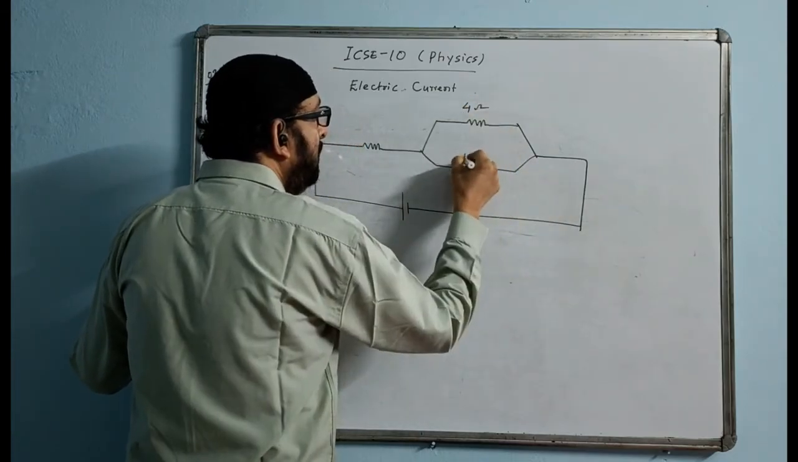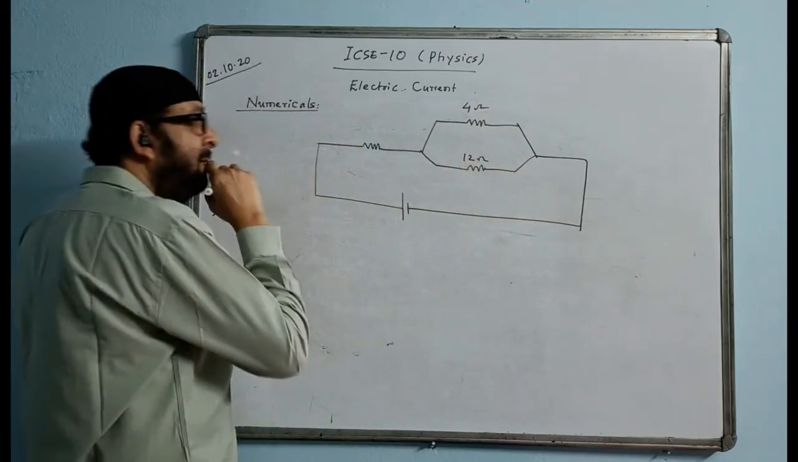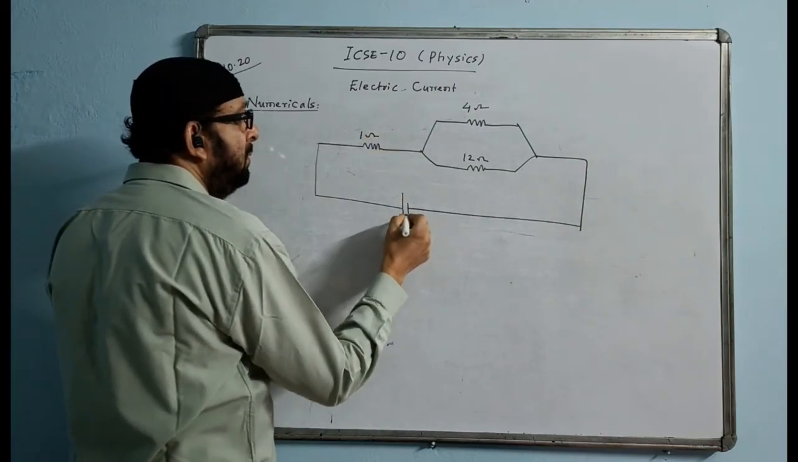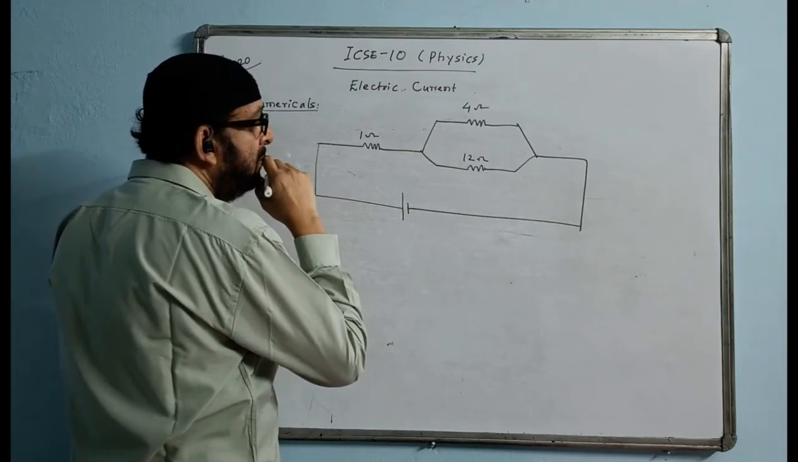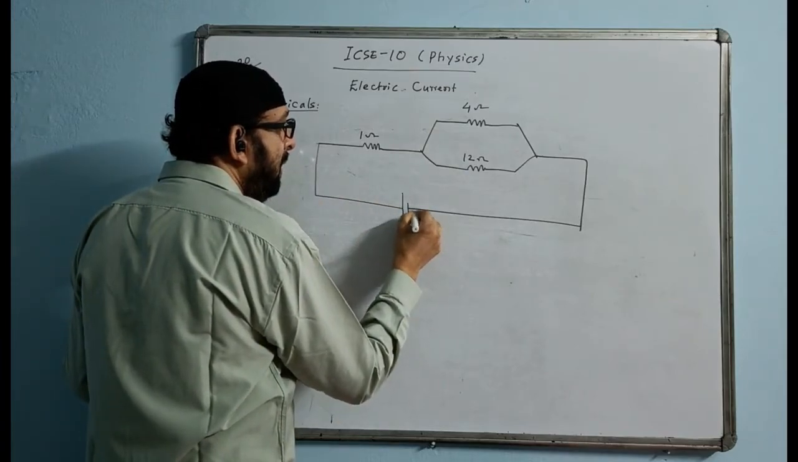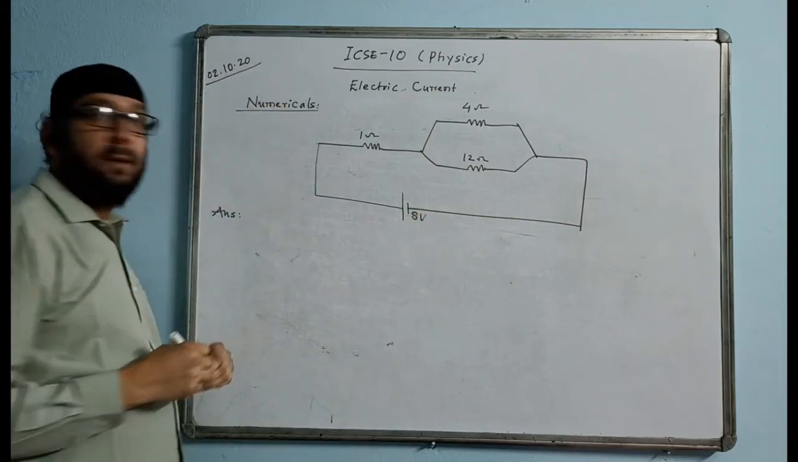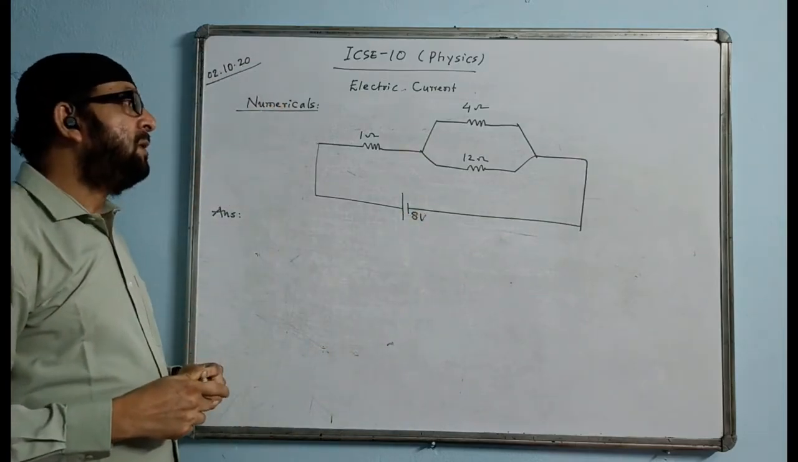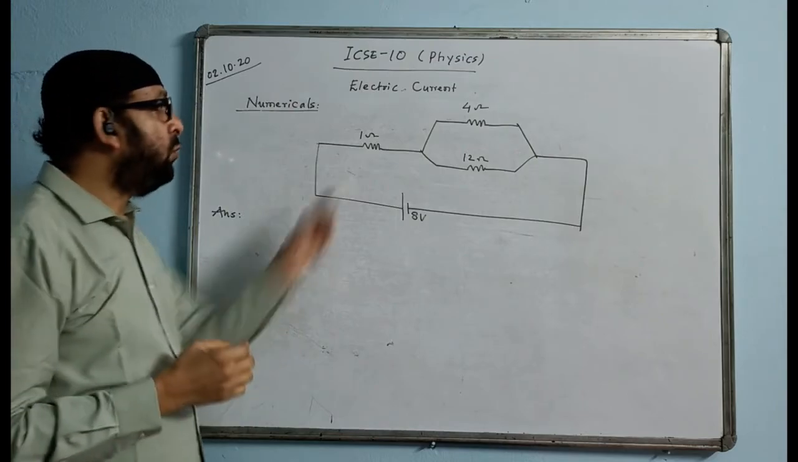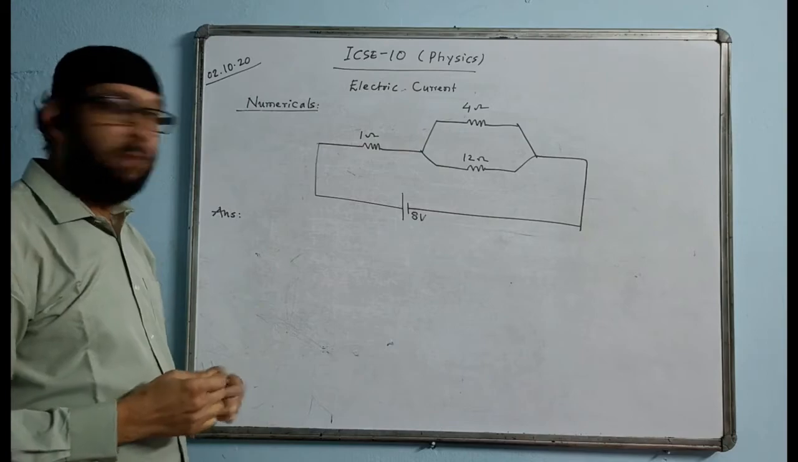This is 4 ohm, this is 12 ohm, this is 1 ohm, and this is 8 volt given. So this is the circuit given and the question has been to find the current drawn from the cell and also through each of the resistors given.